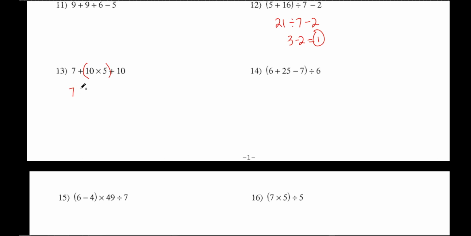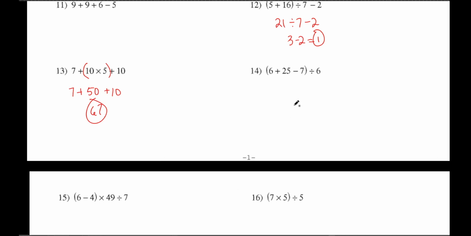So I just put a 7, put a plus, and that's going to be a 50, and then this is going to be a 10. All right? You do this however you want. It doesn't matter what order you add them up. I would go, 50 plus 10 is 60 plus 7, which is 67.